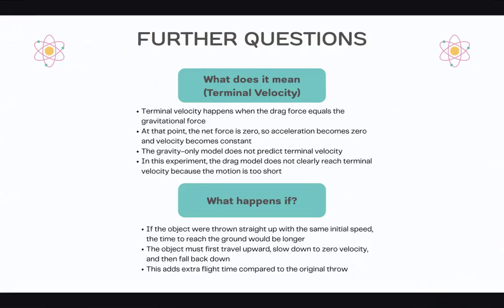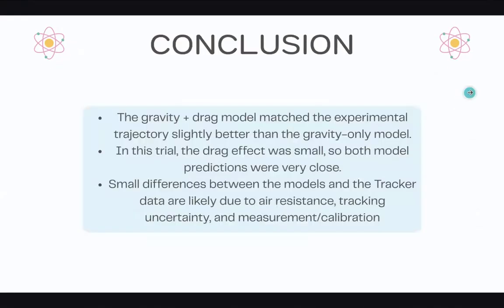A better experiment to observe terminal velocity would be dropping the same paper ball from a much higher height and tracking the velocity versus time until it plateaus. And what happens if the object were thrown straight up at the same initial speed? The time to reach the ground would be longer than in the original experiment because it would first rise, slow to zero velocity, then fall back down, adding extra flight time.